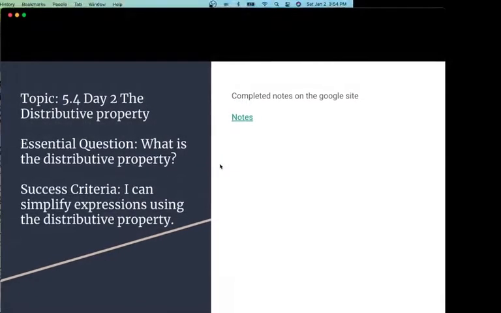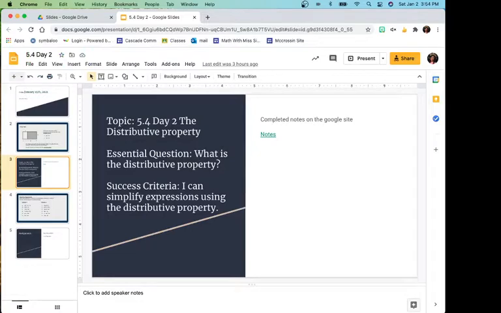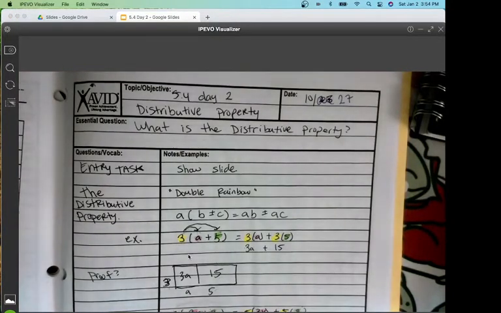All right, now let's get down to notes. Today we'll be talking about the distributive property. Our essential question, what is the distributive property? And I want you to be able to simplify expressions using the distributive property. So here are our notes. Let me get my pencil. We did our entry task.